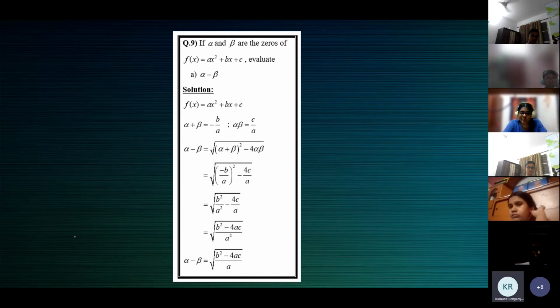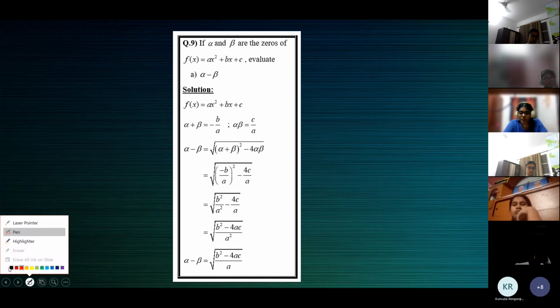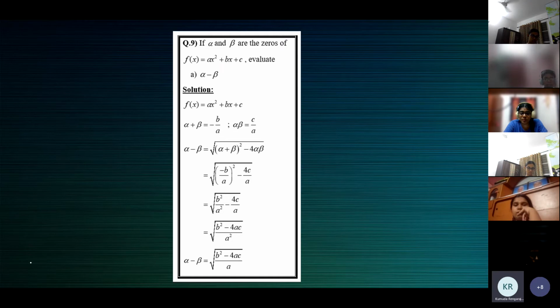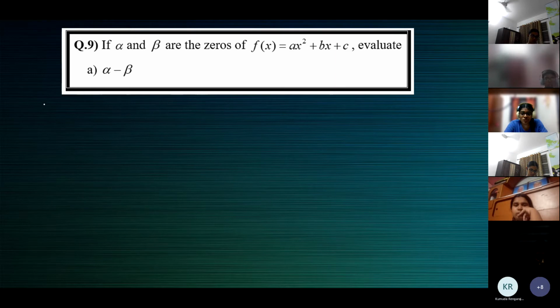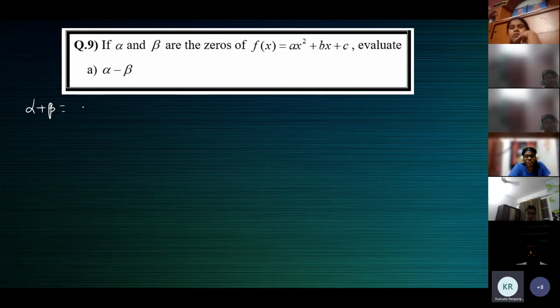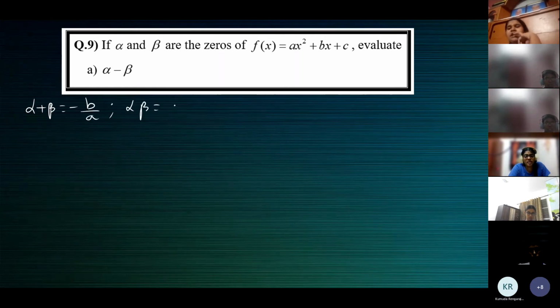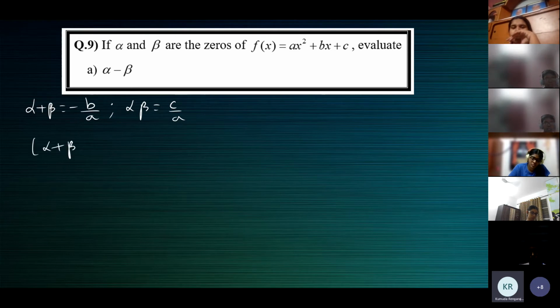So I've already introduced this identity to you. Maybe you can work it like this. First tell me what is alpha plus beta, children? Minus b by a. What is alpha beta? C by a. Now we need to find the value of alpha minus beta. You know this identity: alpha plus beta the whole square minus alpha minus beta the whole square is equal to 4 alpha beta.